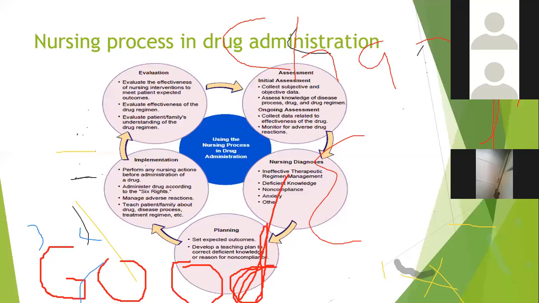You must relate your nursing diagnosis to a cause. That is when it will give you a complete nursing diagnosis. Then you now move to planning.